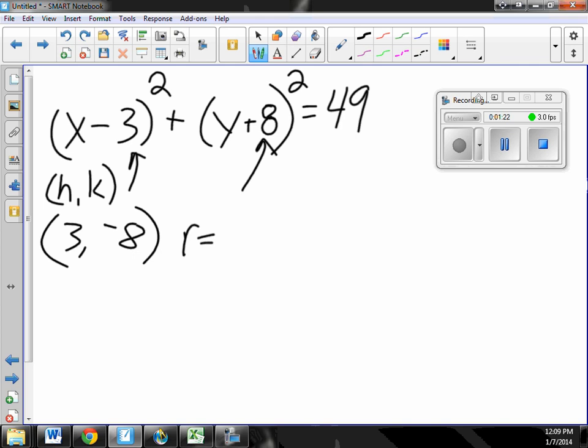Not half. Square root of 49. Right. So the square root of 49 is 7. This is called vertex form of a circle. Vertex form is really nice for being able to graph a circle. You could also have it in polynomial form, which is called standard form. Here's an example of a standard form equation.